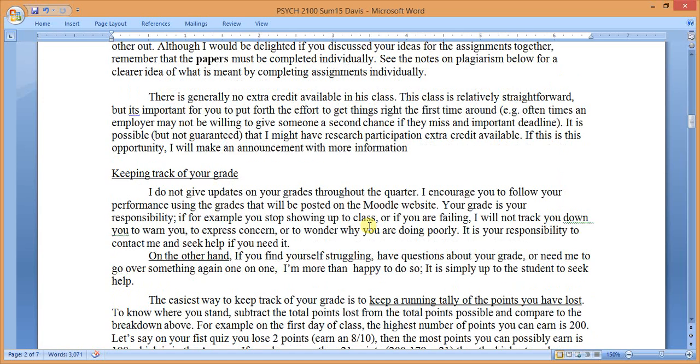The easiest way to keep track of your grade is to keep a running tally of the number of points that you have lost in the course. I will post all the grades to Moodle, and I will post them pretty actively. And so if you want to know what your grade is right now, the best way to go is to add up the number of points that you've lost and subtract that from the total points possible in the class. Okay?